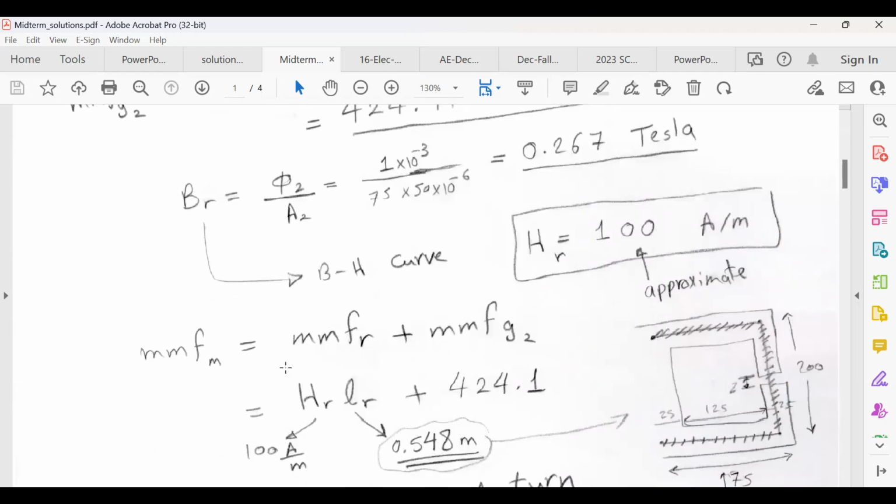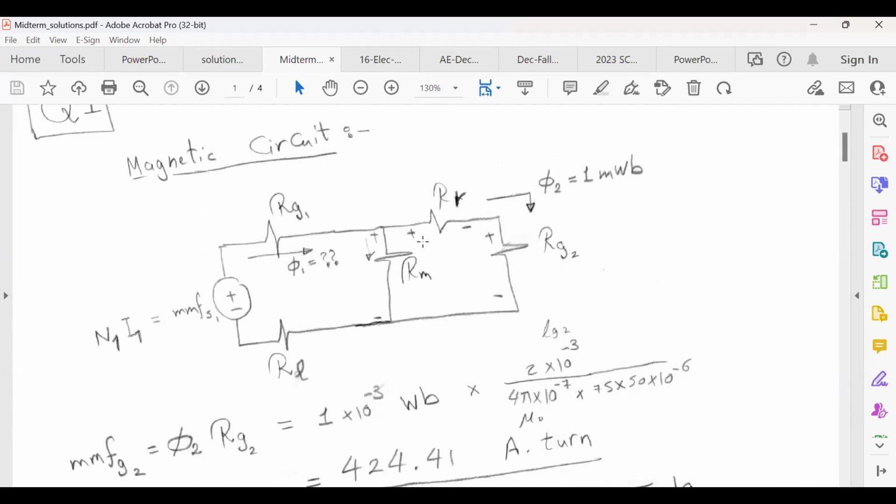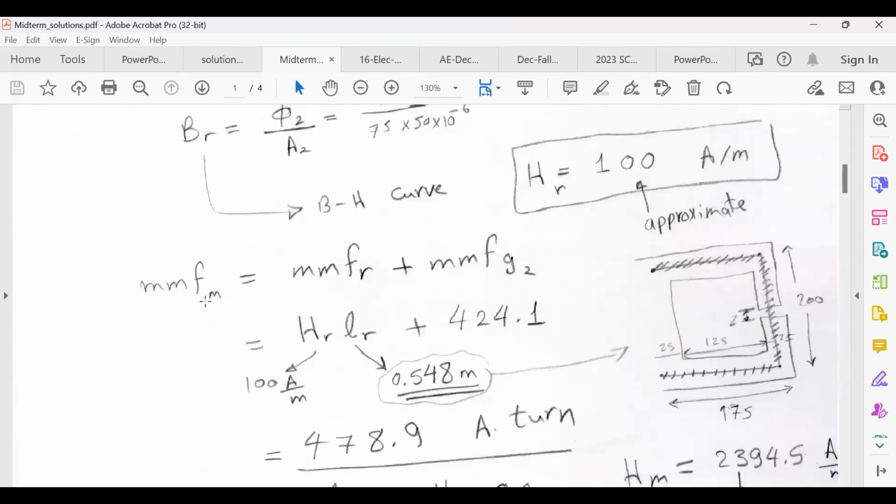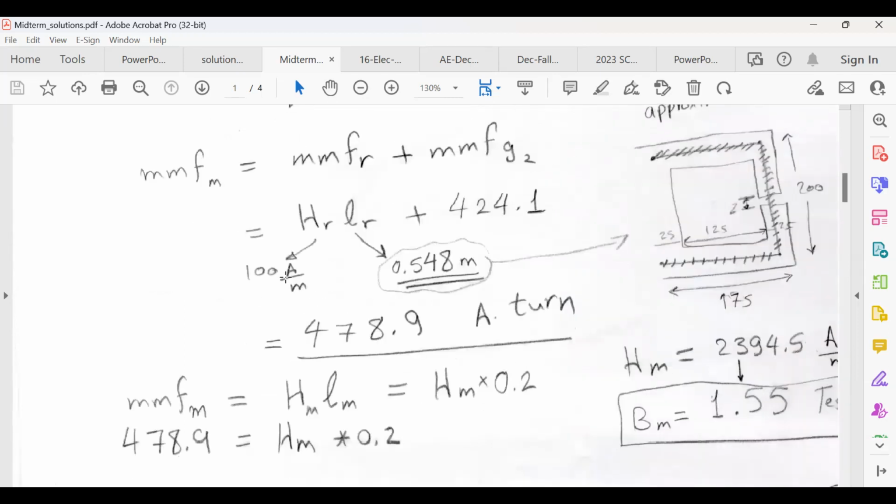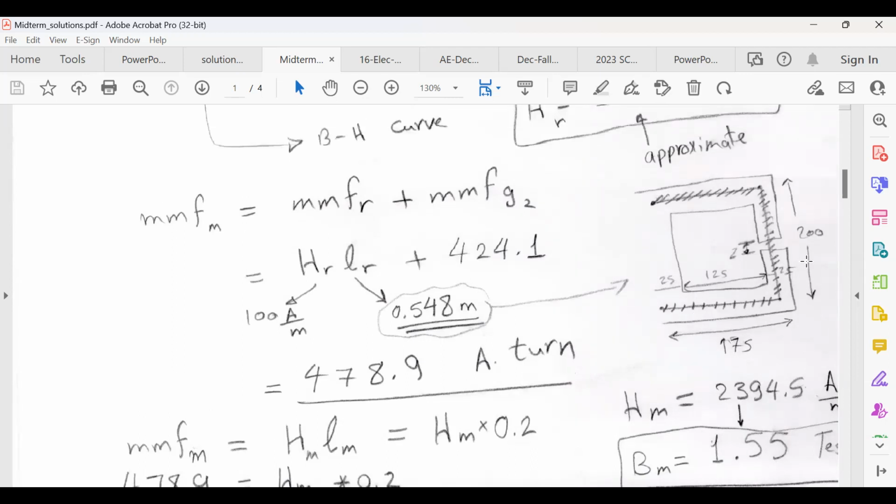Add the two, the iron and the air gap here, to get the one in the middle. It's the summation of H times L. You have the H already, you have the length. Make sure you get the correct length. You can subtract this or you can ignore it. It's not going to change anything.